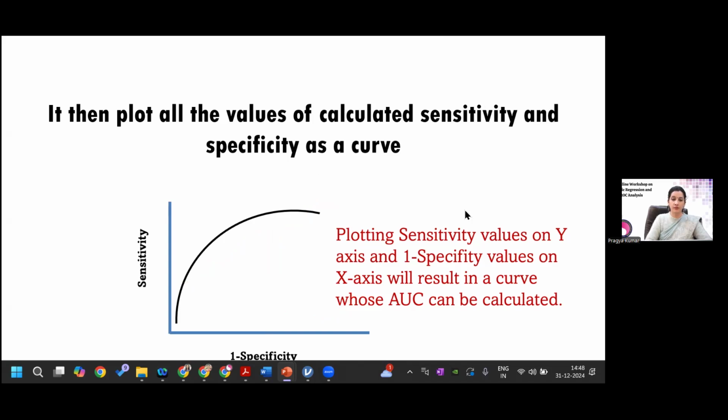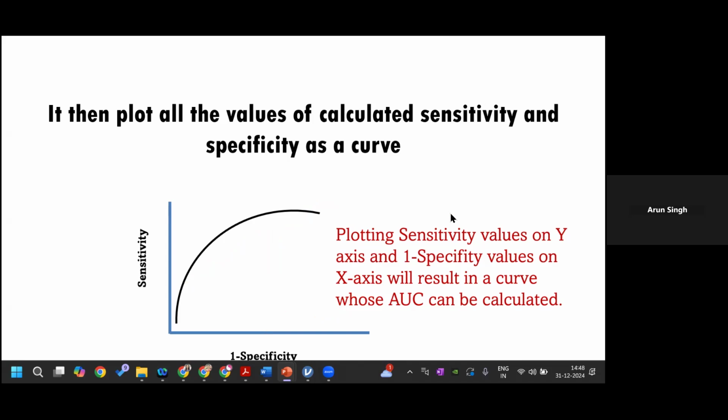Yes, Dr. Arun? Good afternoon, ma'am. Good afternoon. Ma'am, I've always wondered that there is a trade-off that we look for between sensitivity and specificity. When we look at the ROC curve, on the x-axis, what is the rationale of choosing 1 minus specificity, and how is that different from just specificity, ma'am?